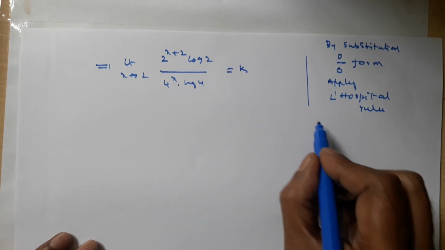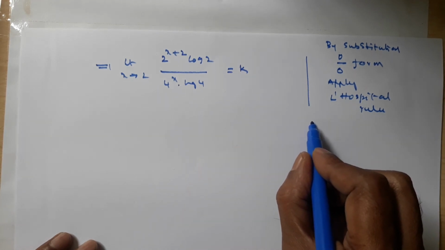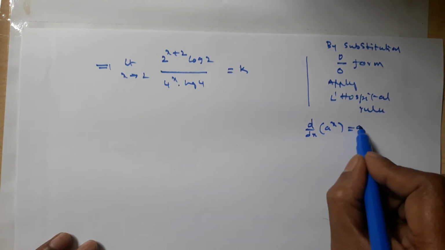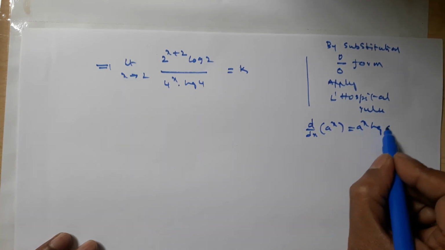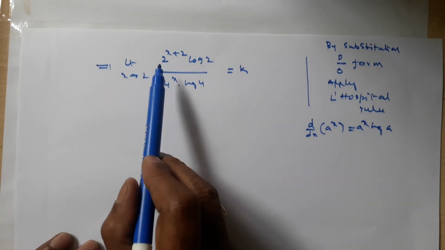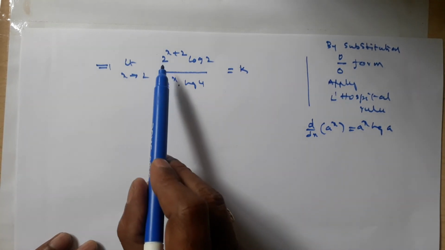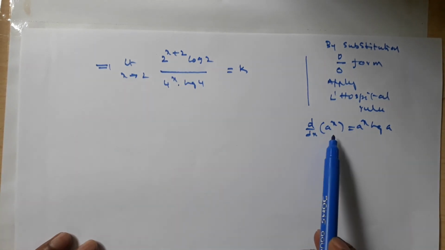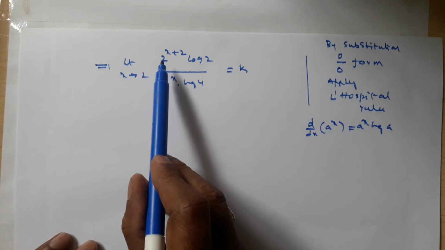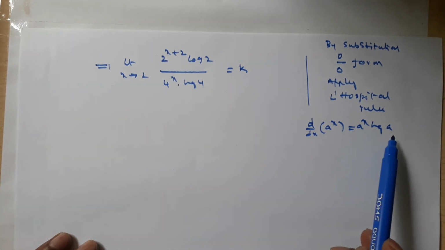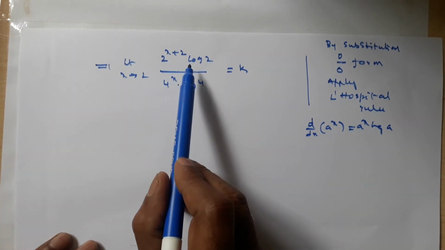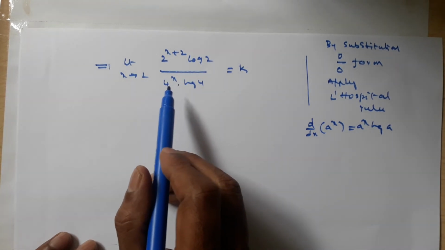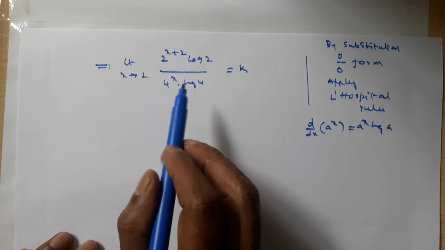What is the differentiation of the exponential function a power x? It is a power x into log a. So here a is 2 and the exponent is now x plus 2. So the given function as usual, 2 power x plus 2, as usual into log the base. So log the base is 2. Divide by the same process, because the denominator is also a power x form.